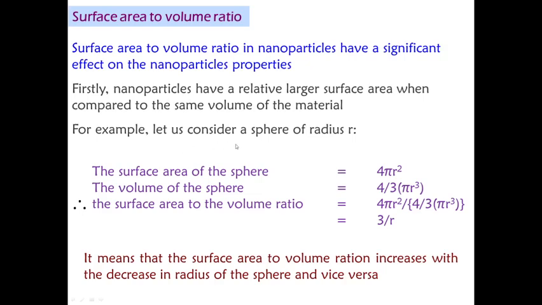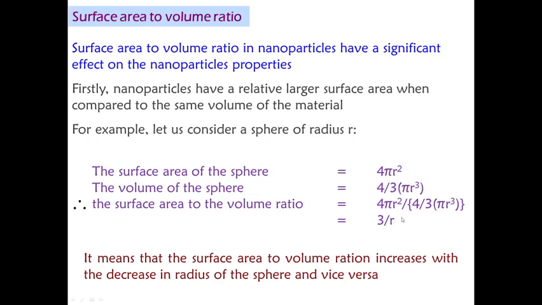For example, let us consider a sphere of radius r. The surface area of the sphere is 4 pi r square. Surface area is considered as 4 pi r square, and volume of the sphere is 4 by 3 pi r cube. These are all mathematical equations already available. And the surface area to volume ratio: surface area 4 pi r square divided by volume 4 by 3 pi r cube. So we are getting 3 by r. R is the radius. So from this equation, surface area to volume ratio equals 3 by r.